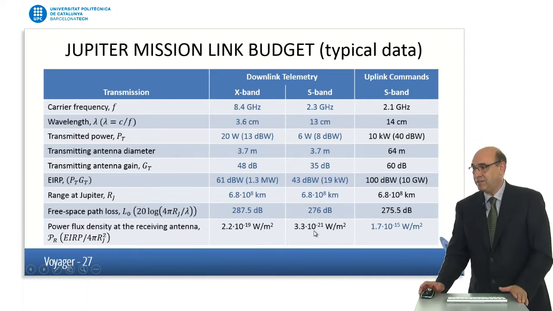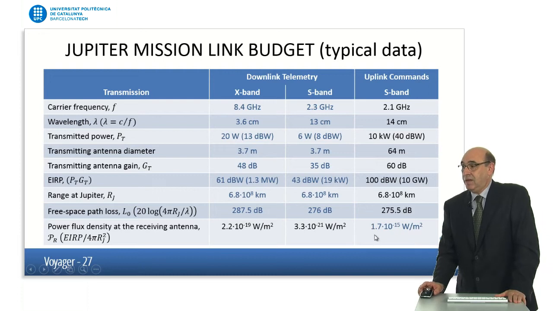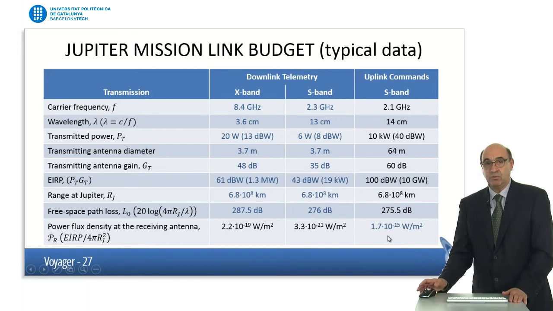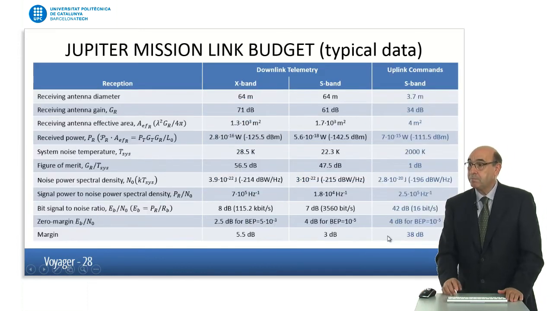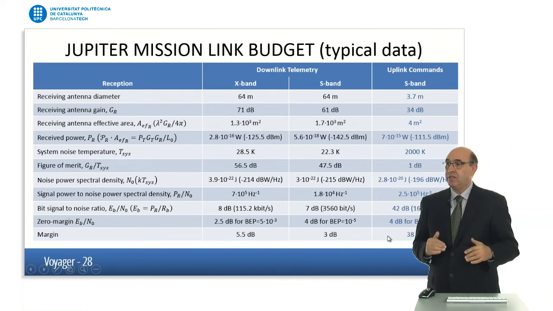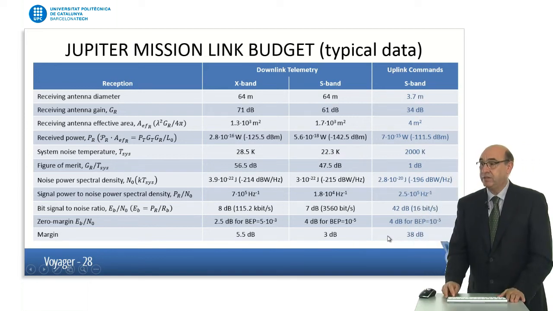You see it's 100 times lower. And here it is not that bad because we have a high power. So this is the power that is being received on Earth. This is the power density that is being received on the probe. Now we continue. That was the transmission part, and now let's go to the receiving part.